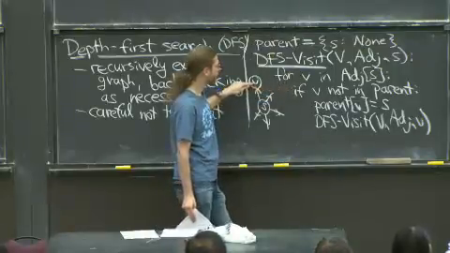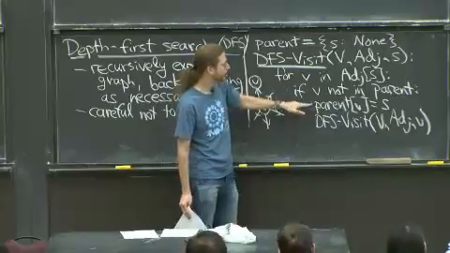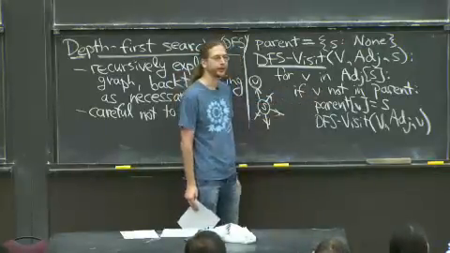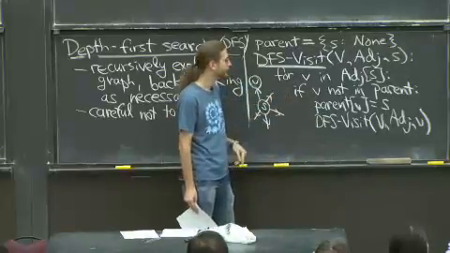If the vertex V that we're looking at is not in our dictionary, we haven't seen it yet, we mark it as seen by setting its parent to S, and then we recursively visit it. That's it. Super simple. Just recurse.